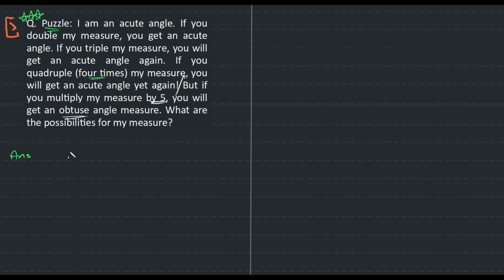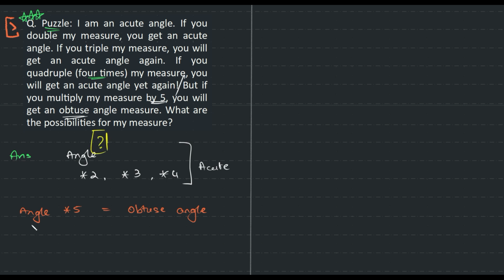So you have some angle which on multiplying 2 times, 3 times and 4 times comes under the acute category. Then if you multiply it 5 times, 5 times the angle will give us an obtuse angle. Now the question is, what is this angle measure? Think about it, what all possible values can we have?